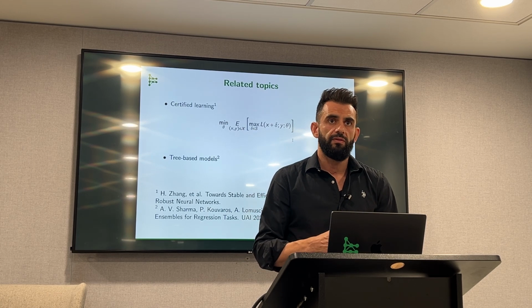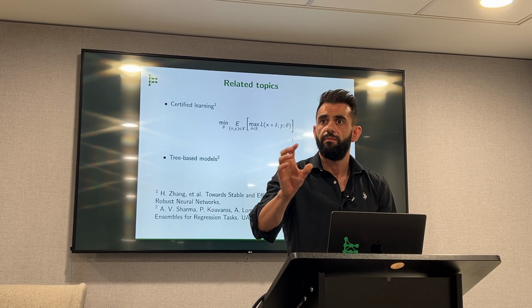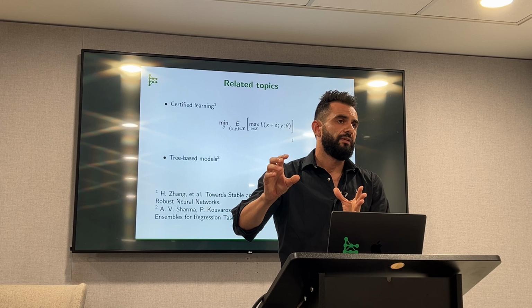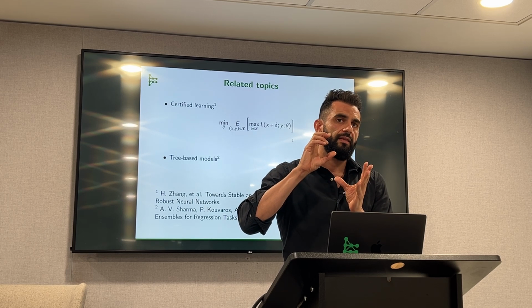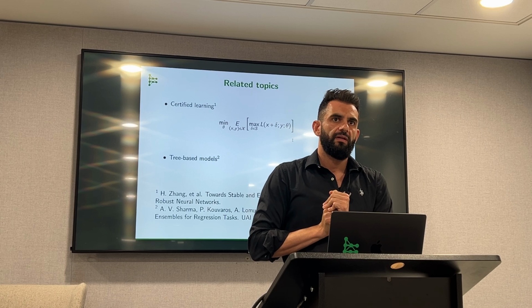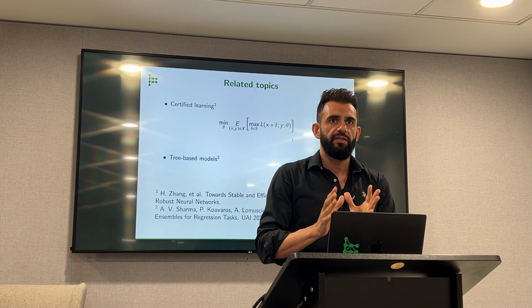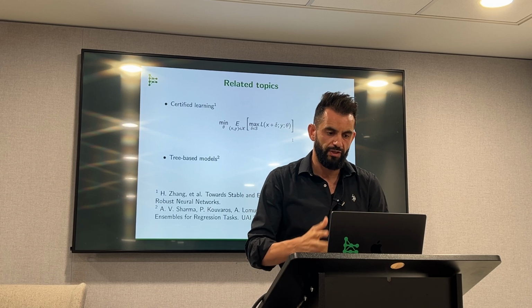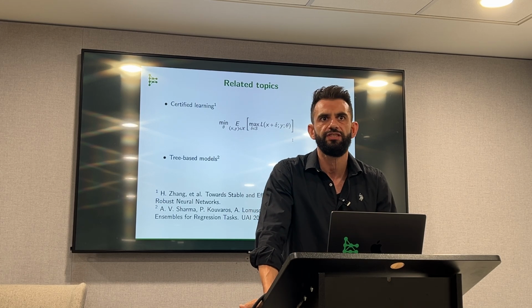So these are methods that use the output of the bound propagation step that I discussed in the learning objective. And the aim is to derive models that are provably robust. And they work much better than adversarial training. The second point that I would like to briefly mention is tree-based models.